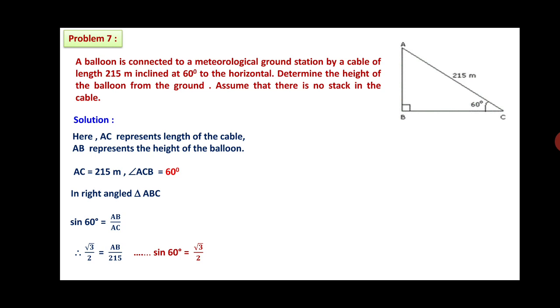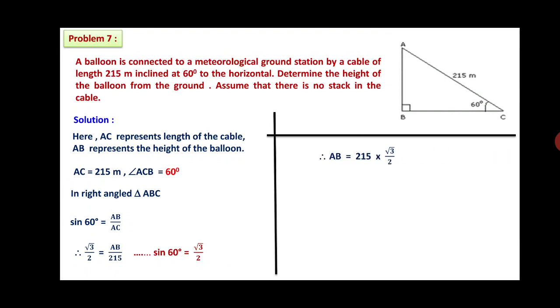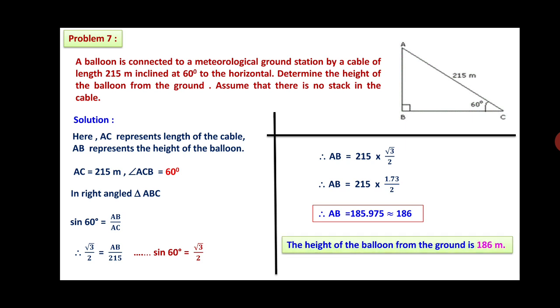Therefore, sine 60 is root 3 by 2, which is equal to AB upon 215. Now here you can see that AB is equal to 215 into root 3 by 2. Therefore, AB is equal to 215 into 1.73 upon 2. After simplification, you are getting 185.975, that is approximately 186. Therefore, the height of the balloon from the ground is 186 meter.